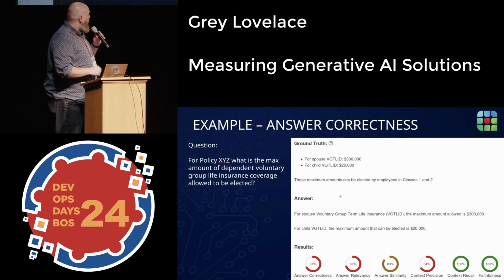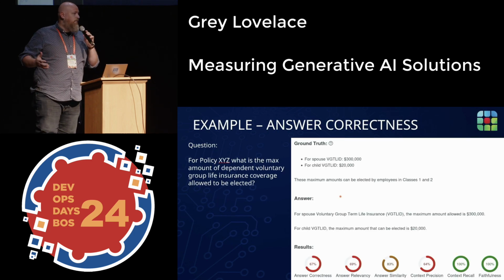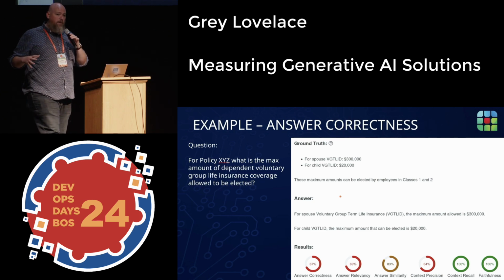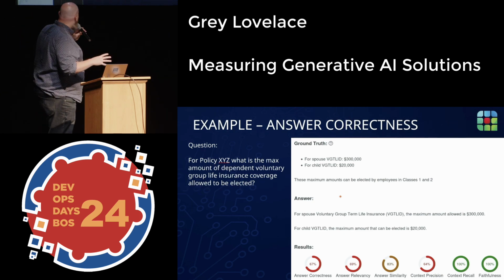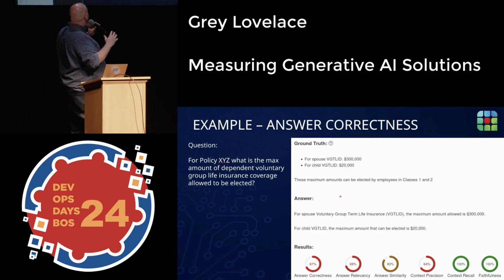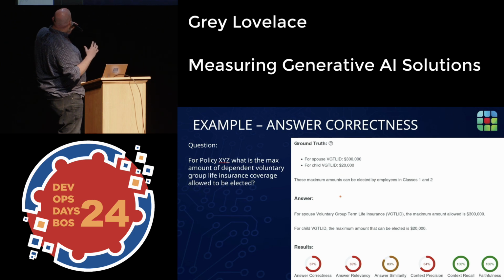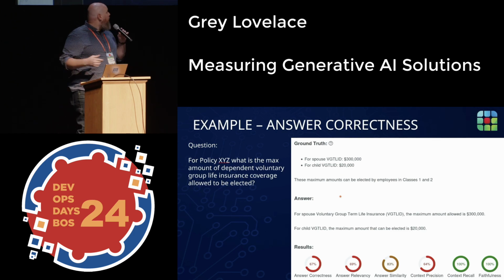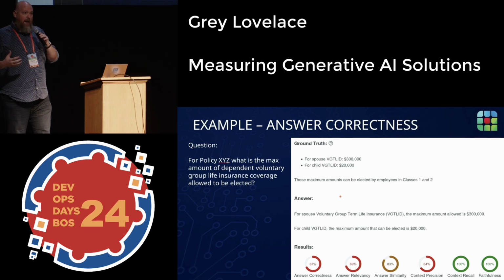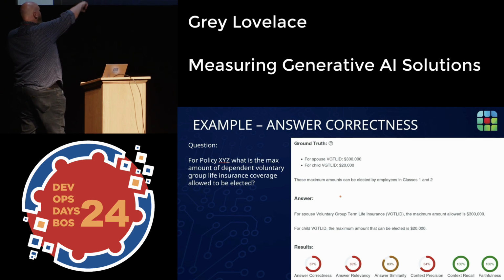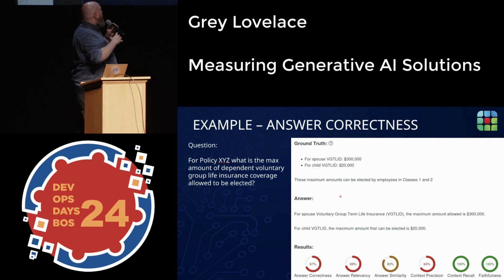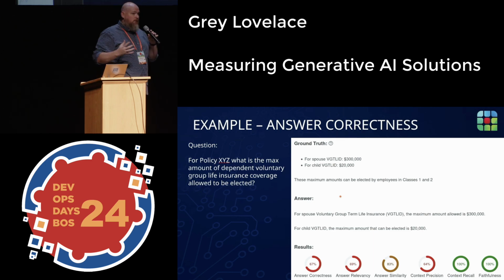So here's an example of answer correctness on a project I've worked in insurance. So highly regulated environment, can't be wrong, don't want to be wrong, or you're going to be sued. So here's a question. For this policy, what's the max amount of dependent voluntary life group insurance coverage allowed to be elected? Everybody's favorite topic. So our ground truth, or the answer that we really want this thing to give back when we ask it this question, is for a spouse, it's 300,000. For a child, it's 20,000. And then these maximum amounts can be elected by employees in classes 1 and 2.